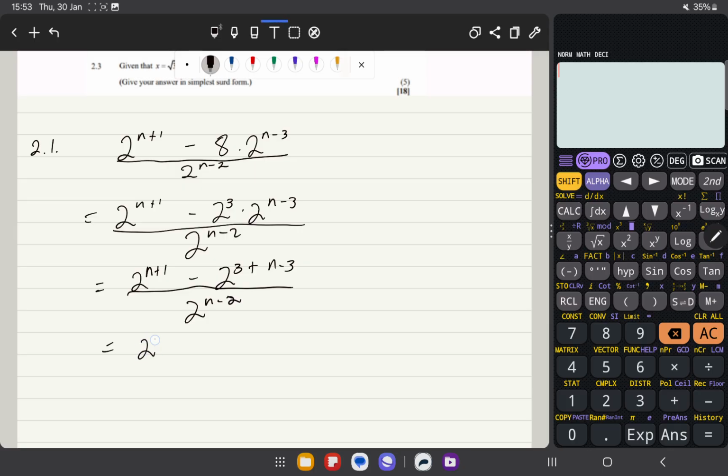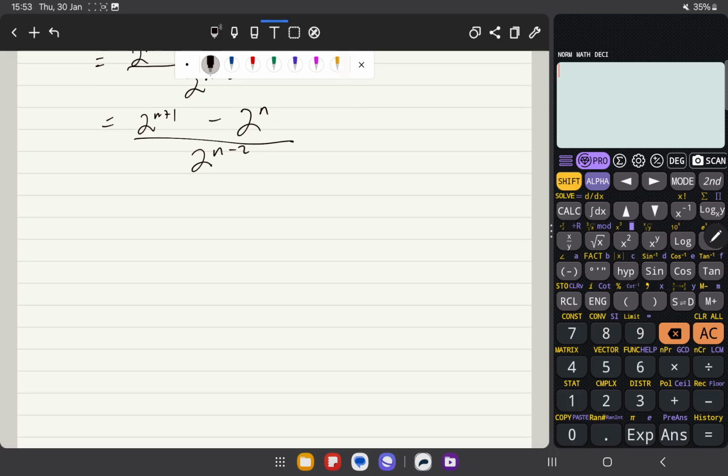So we have just 2 to the power of n, right? And 2 to the power of n minus 2. So from here, guys, I can just show you that it doesn't matter which way you solve it, so long as you follow the rules, you'll be fine.